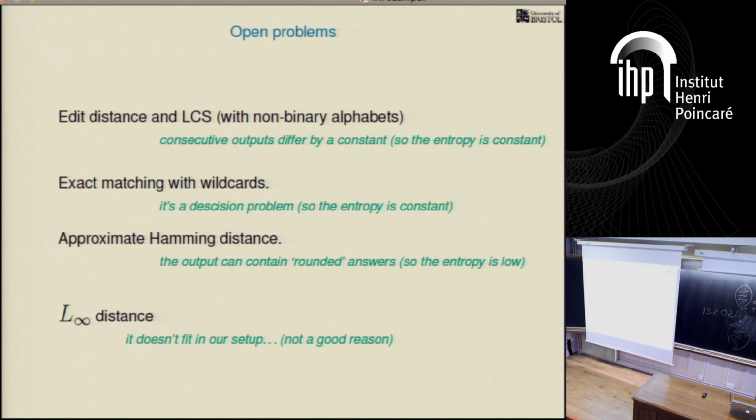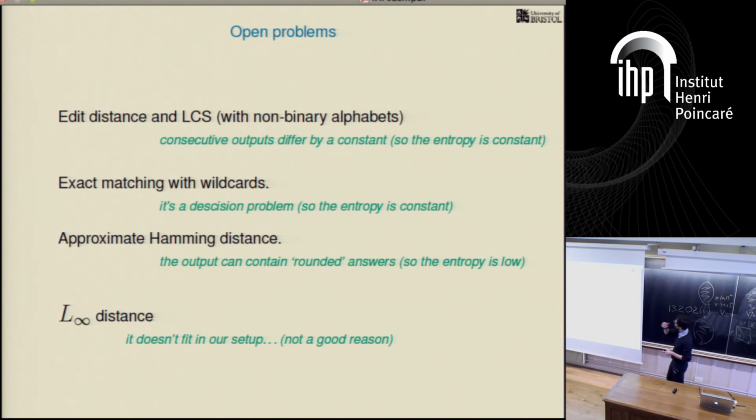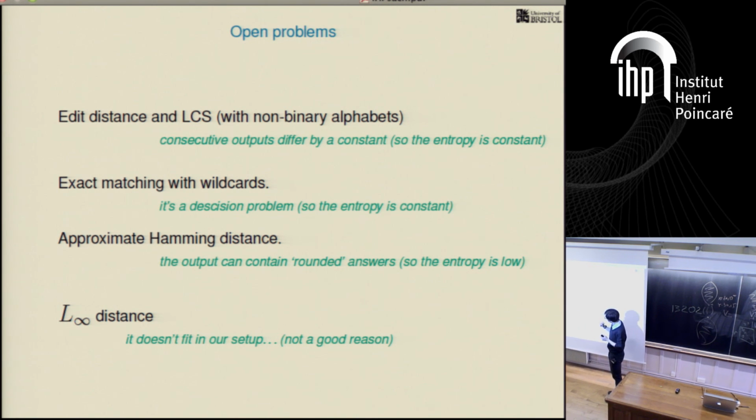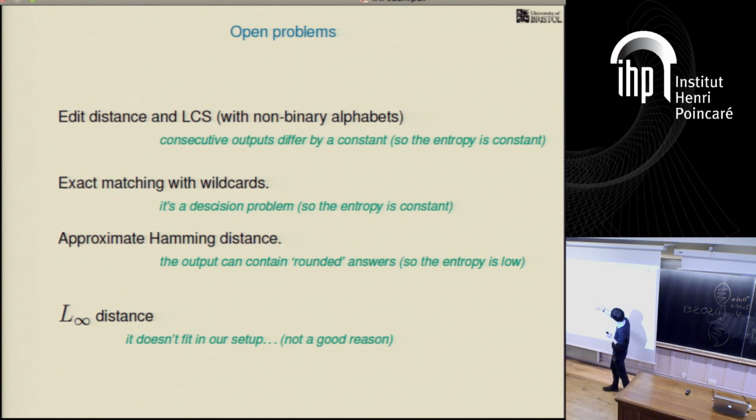These are hard with non-binary alphabets because consecutive outputs differ by at most a constant. This means that the entropy per output is constant regardless of what distribution you pick, which means that none of this stuff involving entropy is going to work. And there are, I would argue, pretty good reasons that I won't go into why the other techniques you've seen for cell probe lower bounds don't seem likely to work either. So this is an interesting question that looks like it's going to require new techniques.